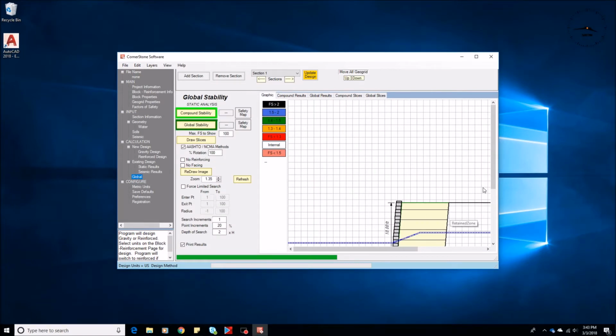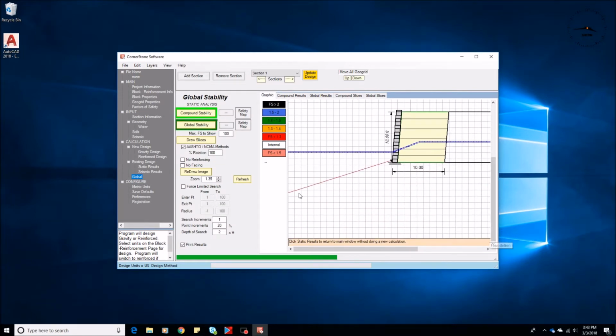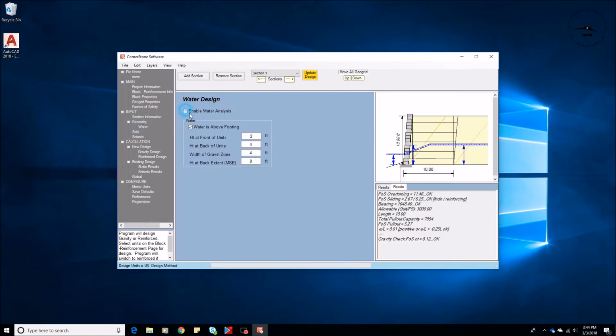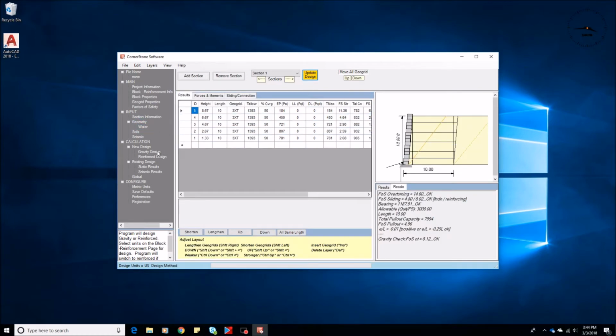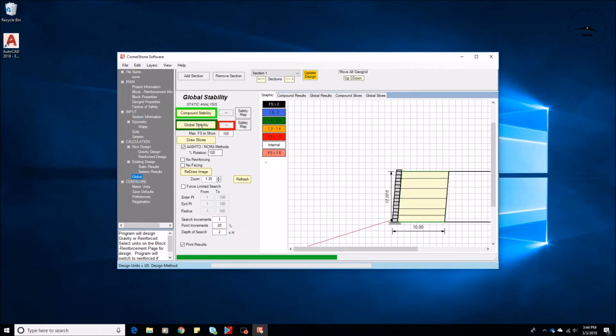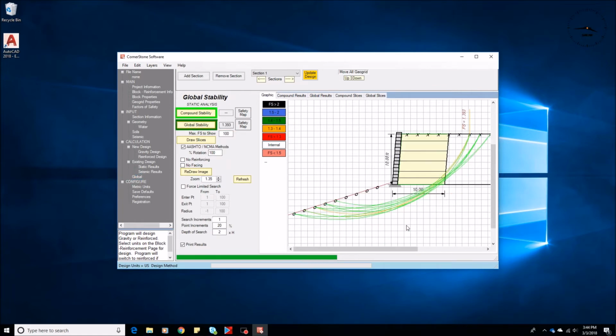The other place we see it is when we come into a global analysis. With water, we have a factor of safety of 1.2. These are submerged soils that we're coming through with a water pressure, 1.236. If we turn the water off, we update the design, we go to global, we went from a 1.26, a failure condition, to a 1.39, a 1.4.